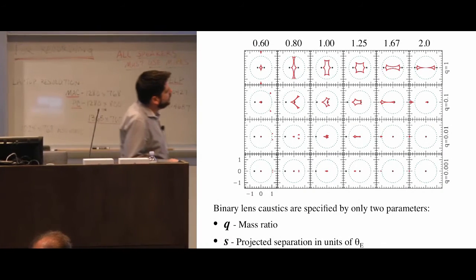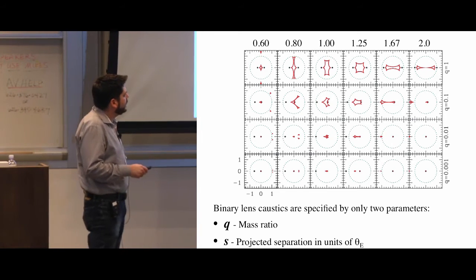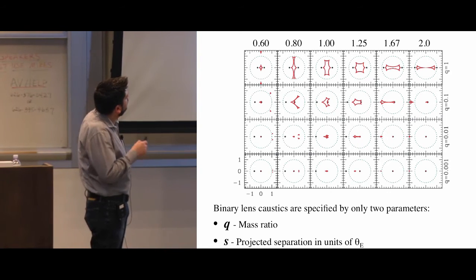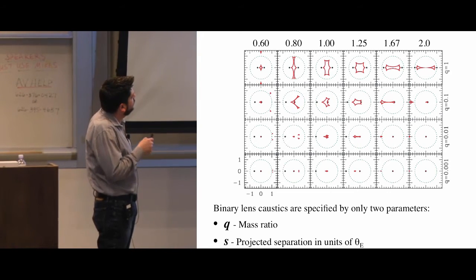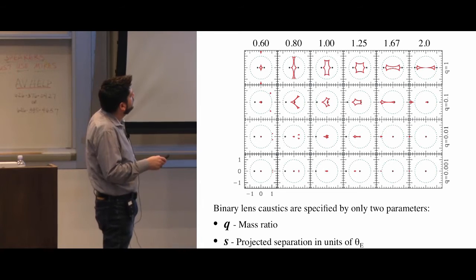Okay, but the shape of where you get these topologies in terms of separation depends on the mass ratio, and the shape of the caustics also depends on the mass ratio. So here's the same case that I just showed for a mass ratio of 1. This is 0.1, so this would be something like, if this were a solar mass, this would be at the bottom of the main sequence.